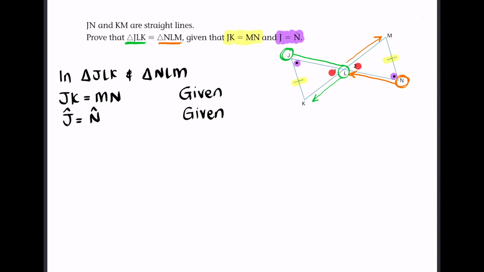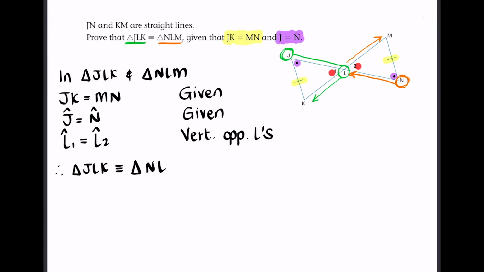And then the last one that I have now is L1 is equal to L2. Just remember, what's in the one triangle must stay under the one triangle. What's in the other triangle must stay in the other triangle. So that means that L1 will come first because that's the first triangle I'm talking about. So angle L1 is equal to angle L2. It wasn't given. I'm using my geometry rule of vertically opposite angles. So therefore, I can then conclude that triangle JLK is congruent to triangle NLM.